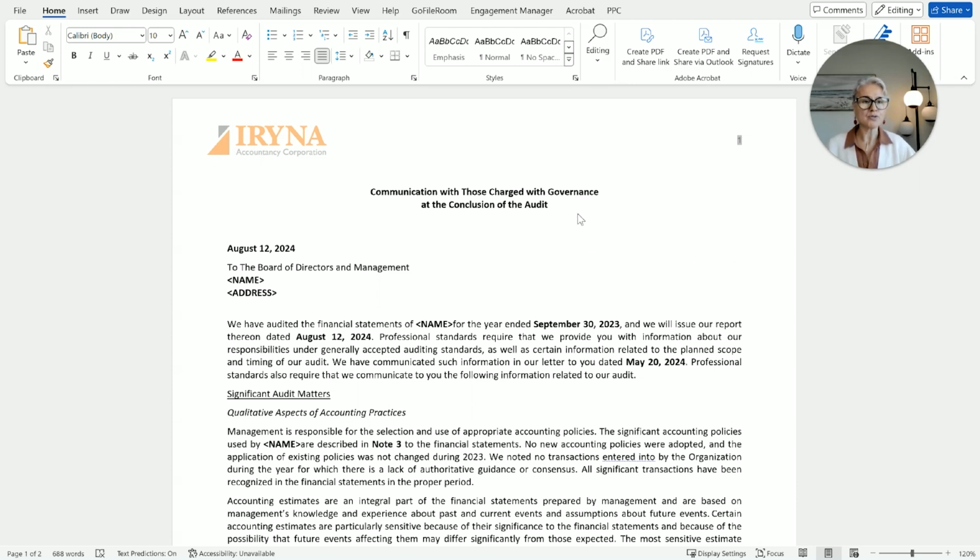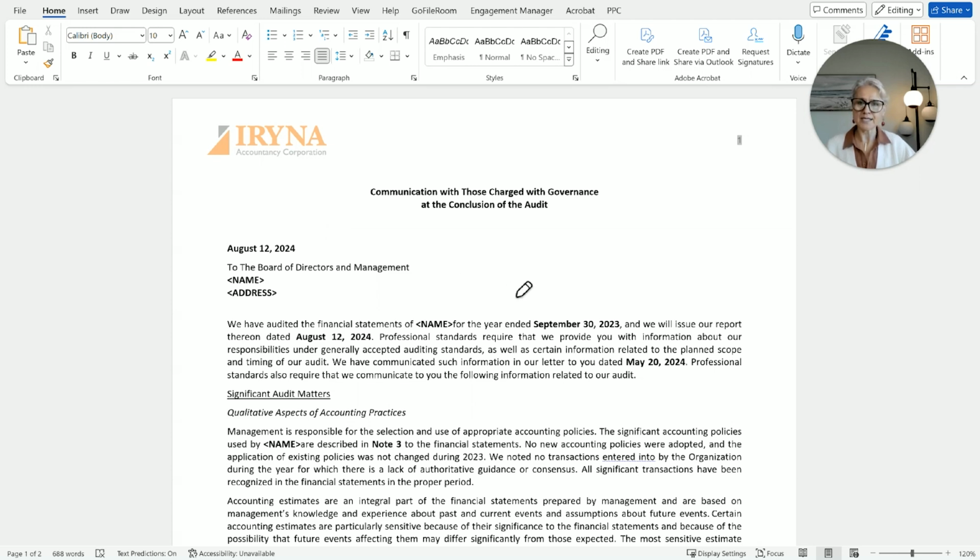On the screen, you can see an example of the letter. Let me make sure that you understand how to read it and where to put your attention. First of all, you see the name of the letter, and this letter should be provided for every audit at the end of the audit. The date on the letter should be the same date as the date when the audit report was issued.